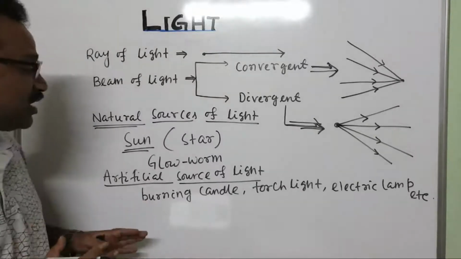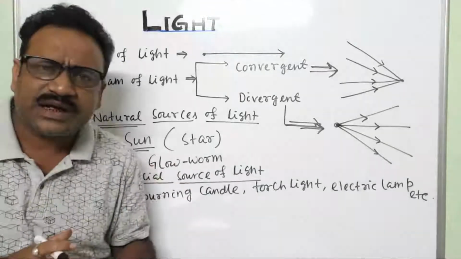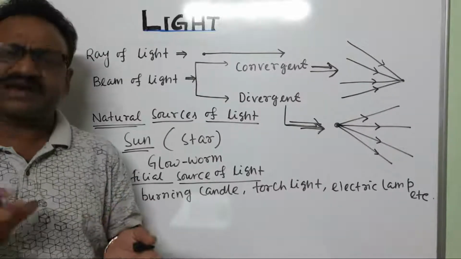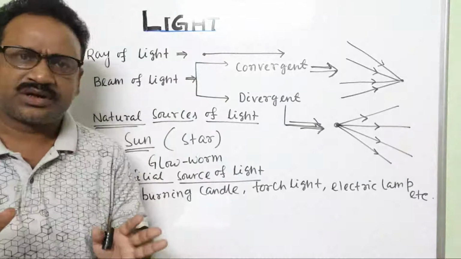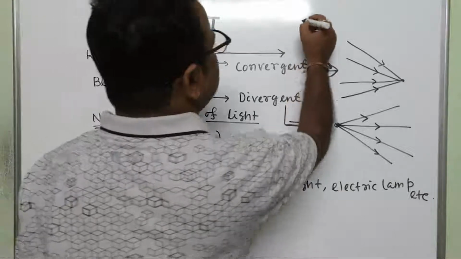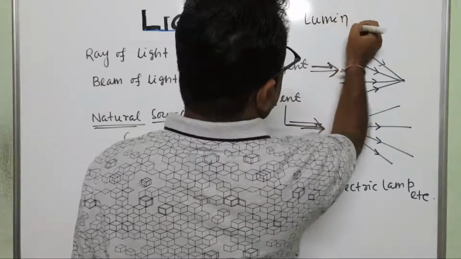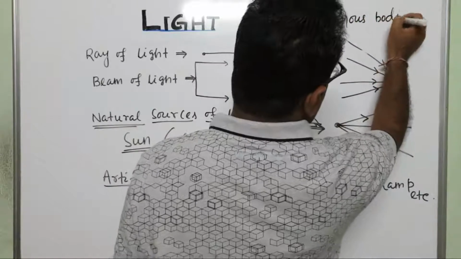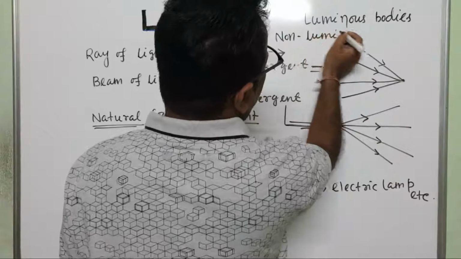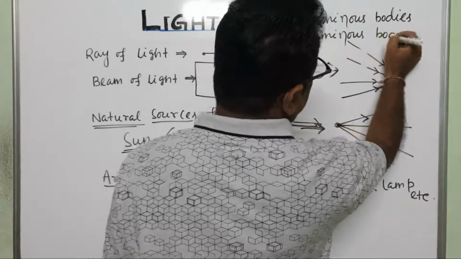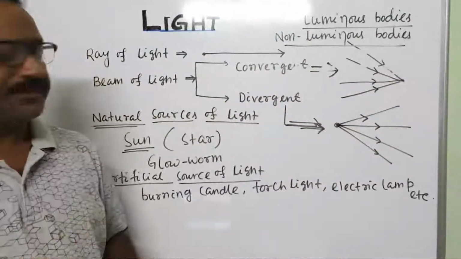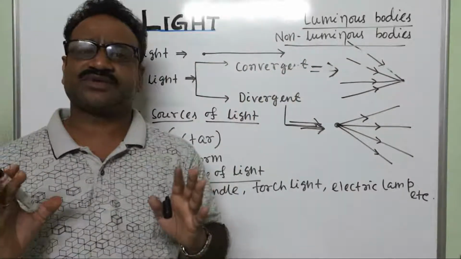After artificial sources of light, we know luminous bodies and non-luminous bodies. The bodies which give us light and heat are luminous. The bodies that do not give light are non-luminous. So luminous bodies give us light. Non-luminous bodies do not give us light.